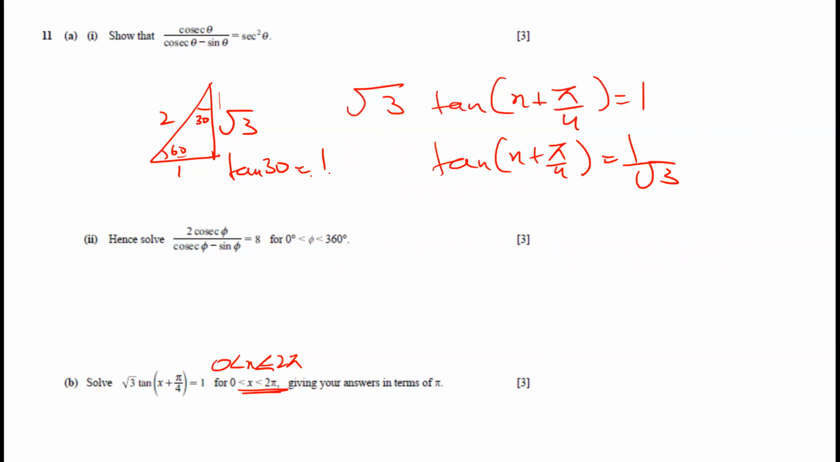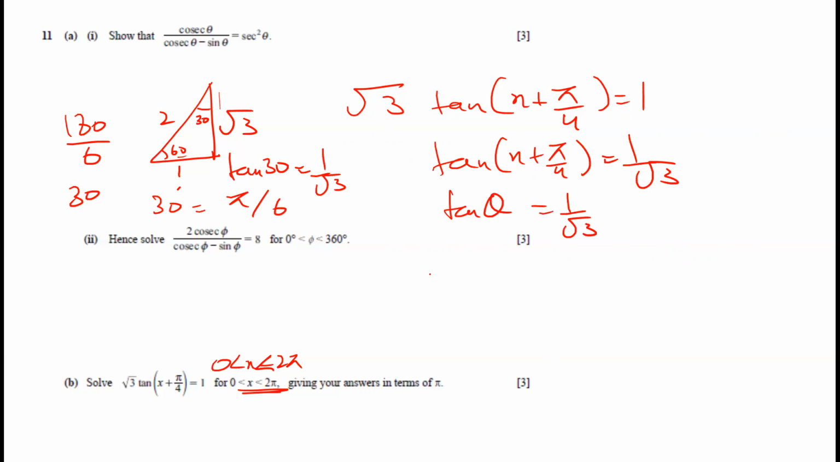So tan 30 will give us opposite upon adjacent, 1 upon under root 3. So 30 degrees can be written as pi upon 6. So pi represents 180 degrees, and 180 degrees divided by 6 is 30. Now tan theta equals 1 upon under root 3. Now we can substitute theta equals x plus pi by 4. Now we know that theta equals pi upon 6.